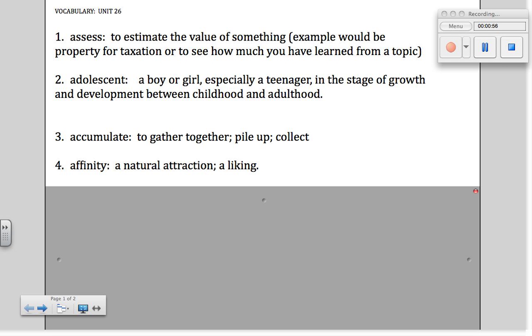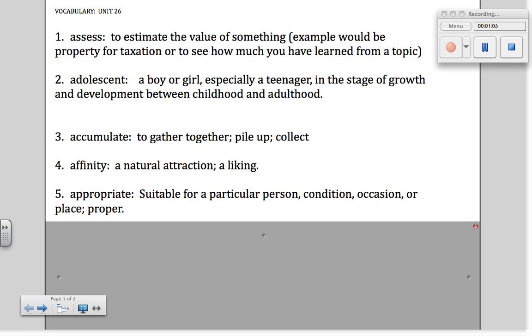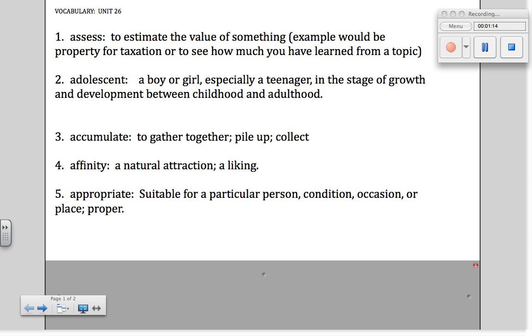Affinity. Affinity is a natural attraction or a liking towards something. And appropriate. Appropriate means it's suitable for a particular person, condition, occasion, or place. It means that you're being proper.